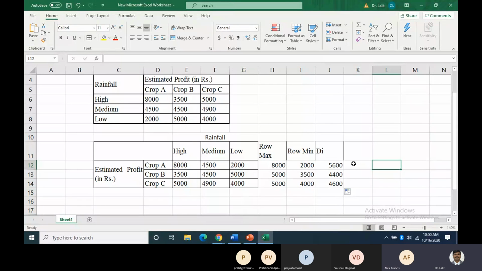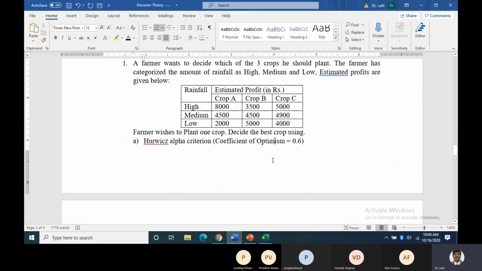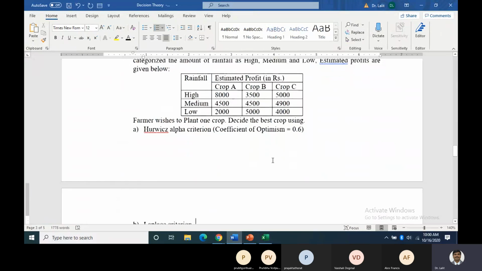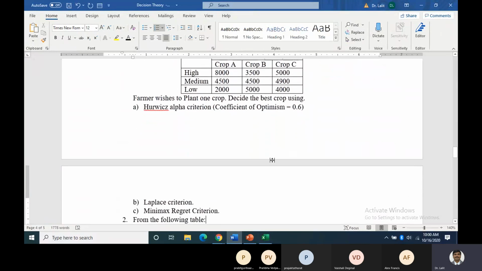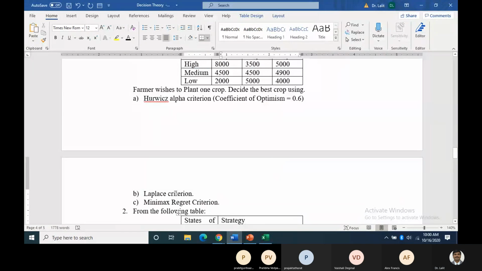5,600 maximum. Okay. So according to Hurwicz alpha criteria, crop A should be cultivated. Okay. अब दूसरा criteria क्या है यहाँ पे? So farmer should plant crop A. Then second is Laplace criteria.